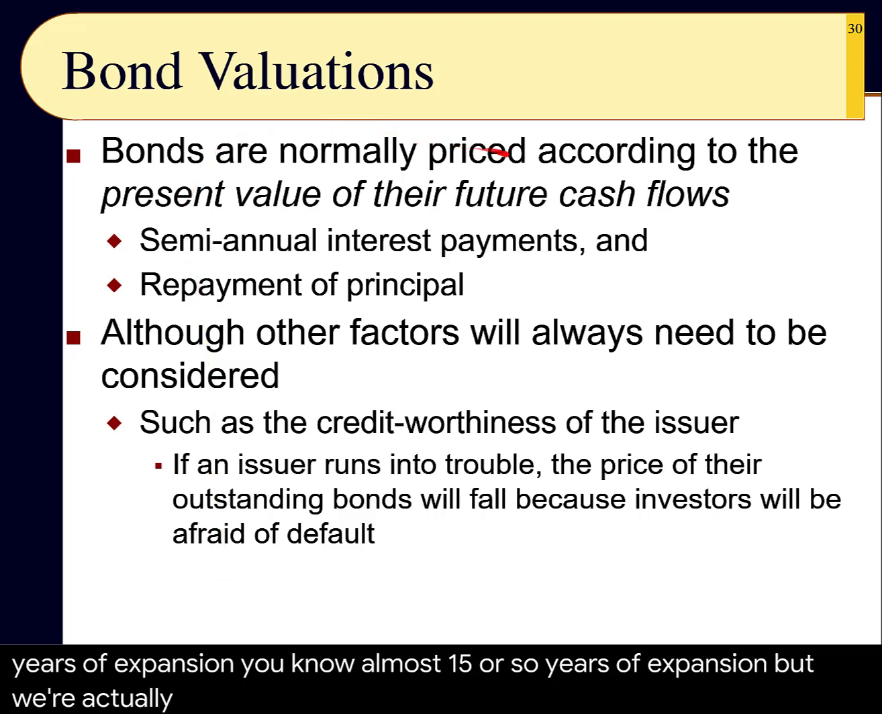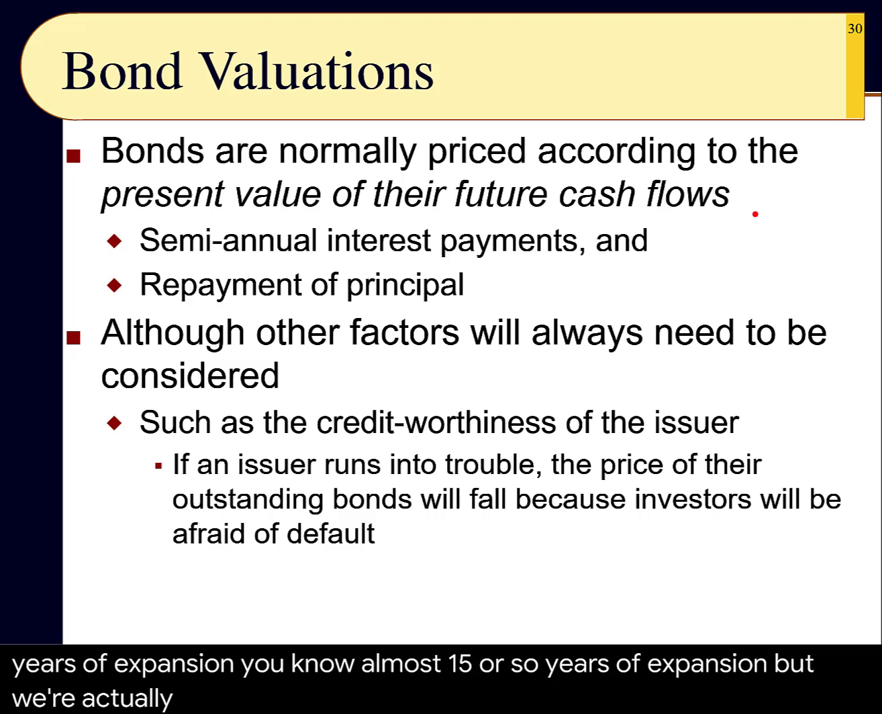Bonds are normally priced according to the present value of their future cash flows. Does this sound familiar? We get semi-annual interest payments, and then we get the repayment of the principal. Although other factors will always need to be considered, such as the creditworthiness of the issuer. Because if the issuer runs into trouble, the price of their outstanding bonds will fall because investors will be afraid of default, right? So they'll dump the bonds.